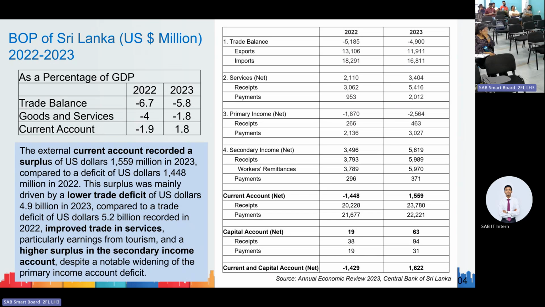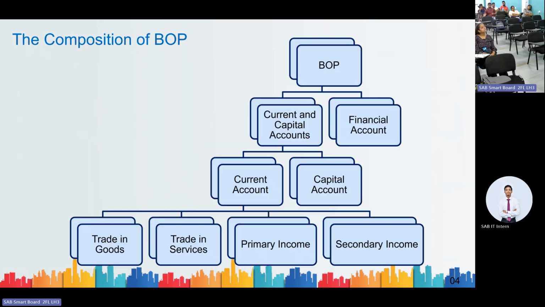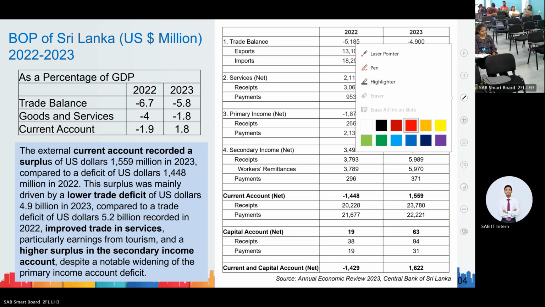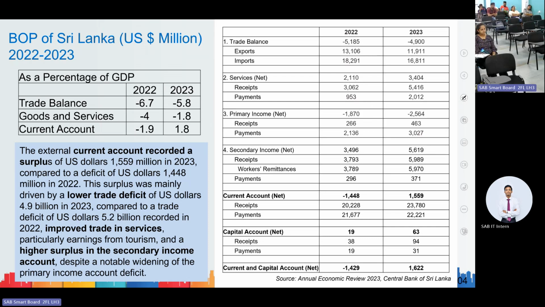So you see, first we have the current account. Current account has four sub accounts: trade account, and its balance is called the trade balance. It is about goods exports and goods imports. That is not the usual trade balance concept we learn in national accounting. And next we have services, service receipts and service payments abroad, and it's net. So these are the balances.